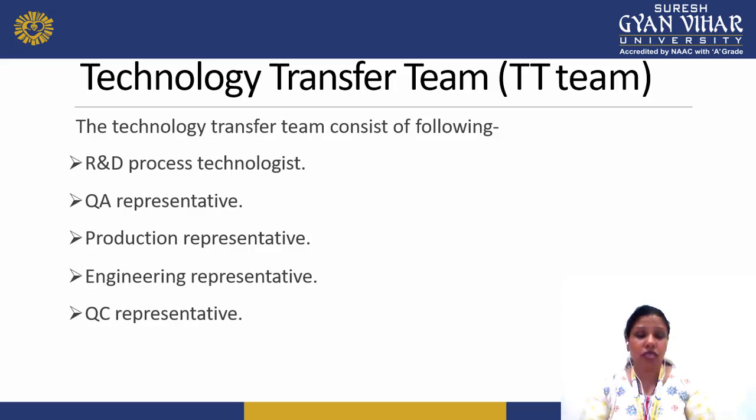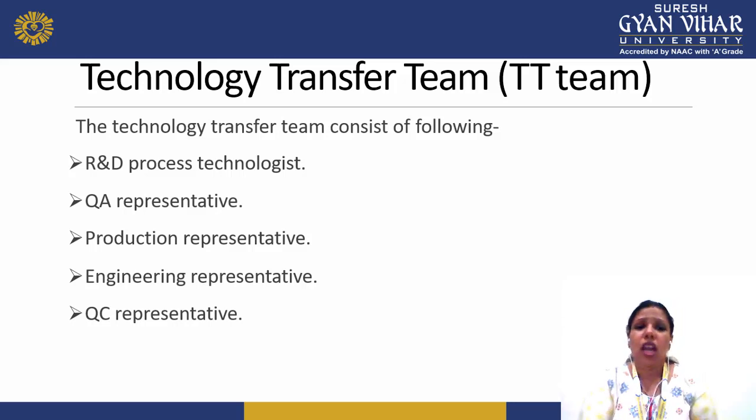So this is known as the technology transfer team. The technology transfer team consists of the following. Number one, R&D process technologist. Number two, QA representative. Third, the production representative. Fourth, the engineering representative, and fifth, the QC representative. Okay, so first is the R&D process technologist.